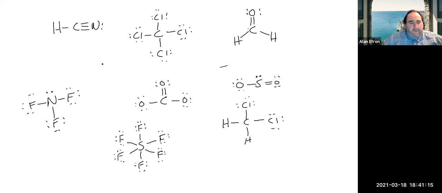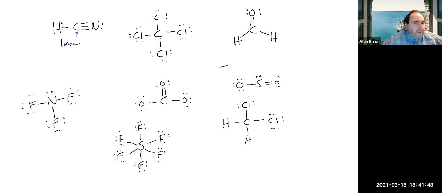First off, I'm going to look at my central atom. I see no dots, which maybe makes me think it's symmetrical. But I do want to look at the geometry. The central atom has two electron pairs and two bonds, which means this geometry is linear. So it's a straight line.